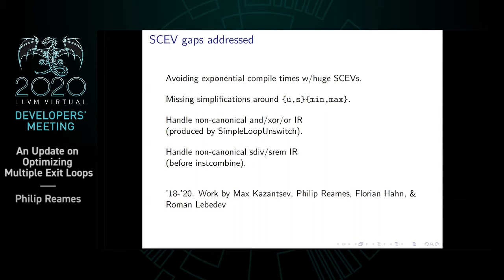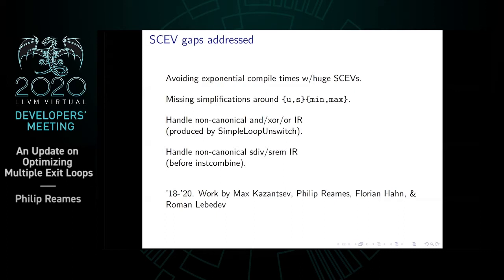A second set of issues we ran across is that SCEV was missing a lot of simplifications around min and max expressions. This is particularly relevant for multi-exit loops, because if you think about what a multi-exit loop that has multiple computable exits looks like, the trip count for the loop as a whole ends up being a min expression of multiple SCEVs. So failing to simplify those ended up resulting in us being unable to perform transformations, or at least producing very suboptimal code when we did.